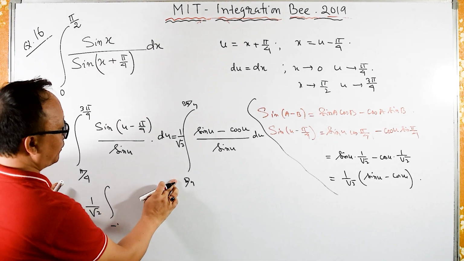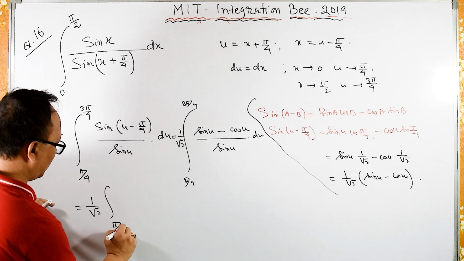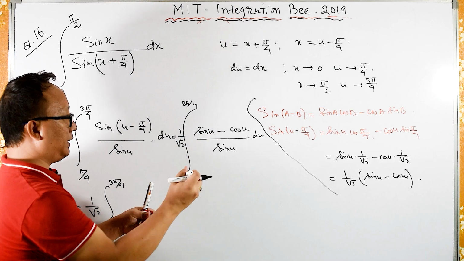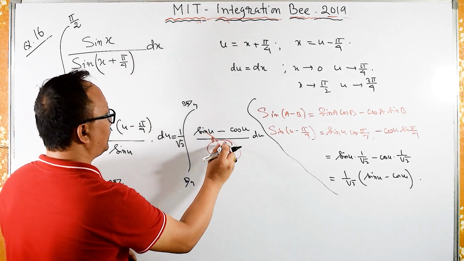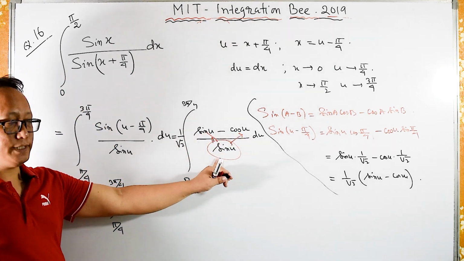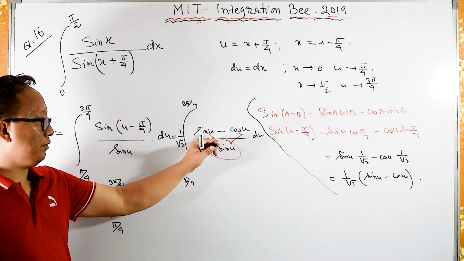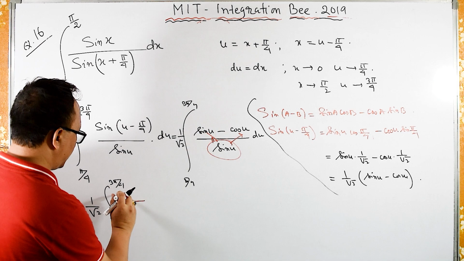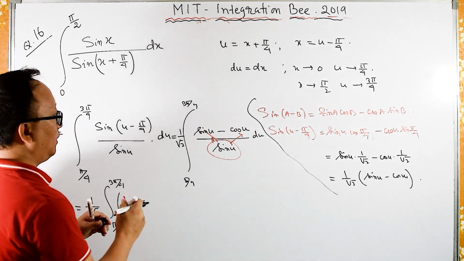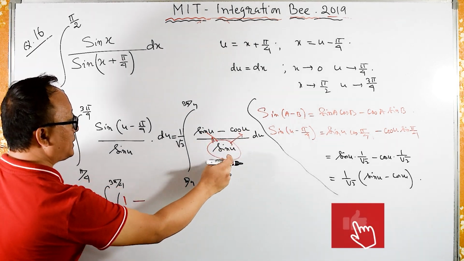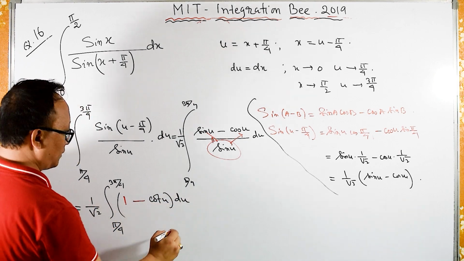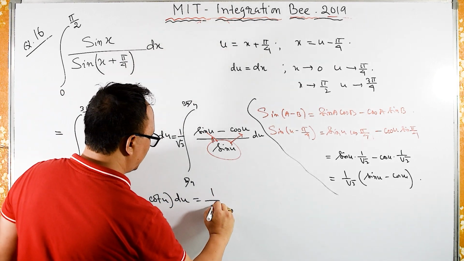So it equals 1 by root 2, the limit is pi by 4 to 3 pi by 4. Now I can separate this: this upon this and this upon this. Sine u upon sine u is 1, so I have 1 minus cos by sine, which is cot of u, into du, equals 1 by root 2.